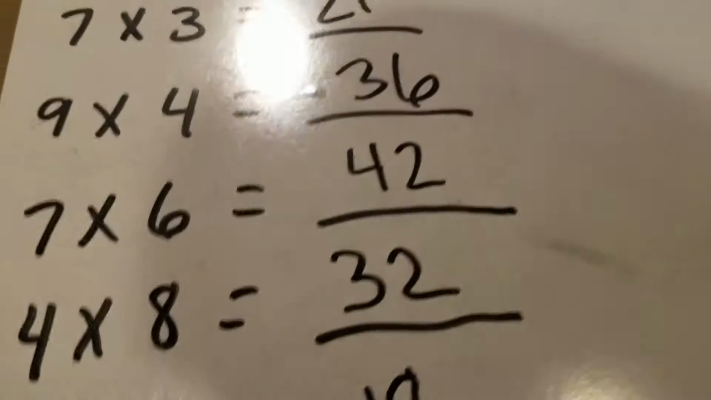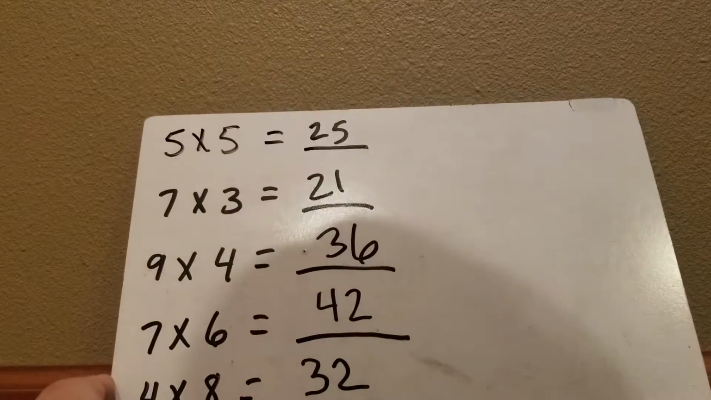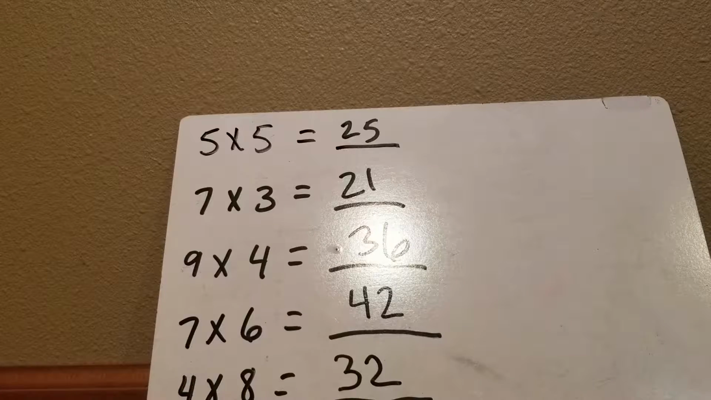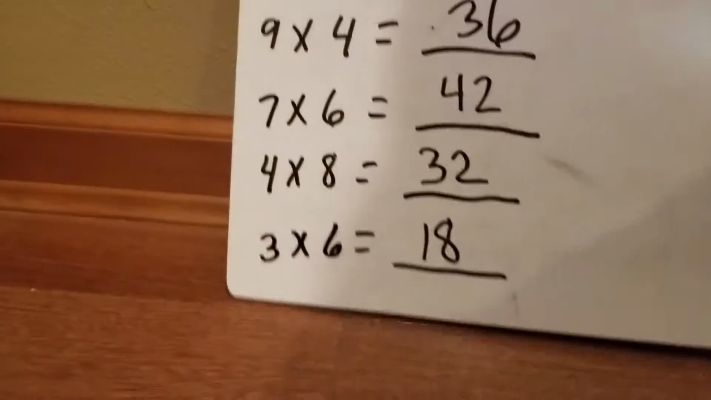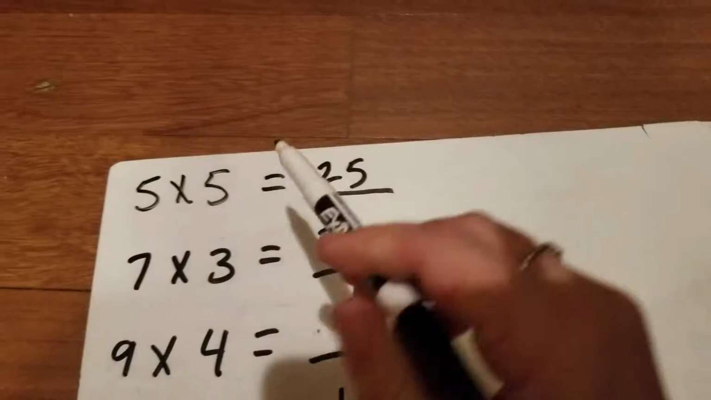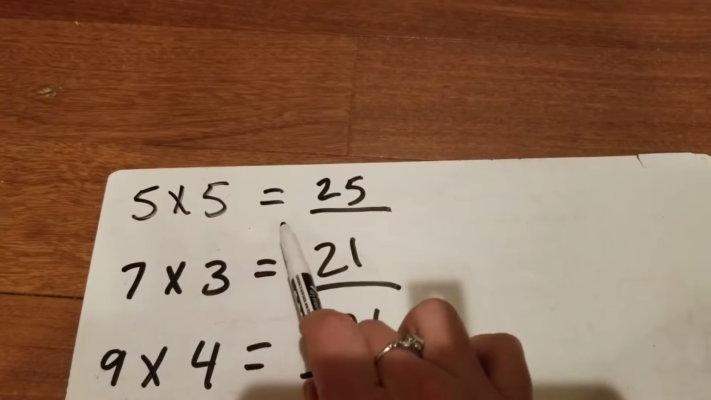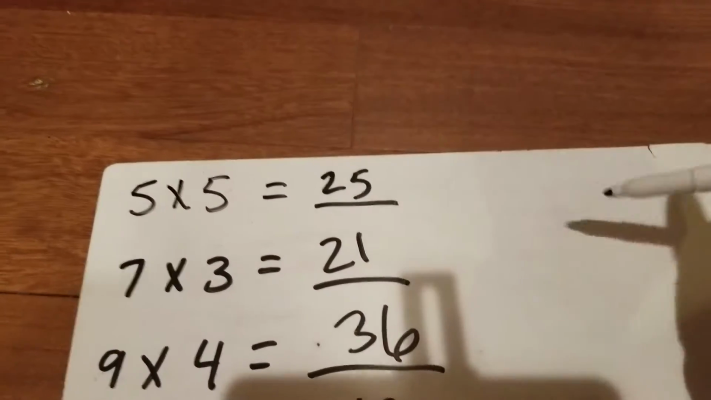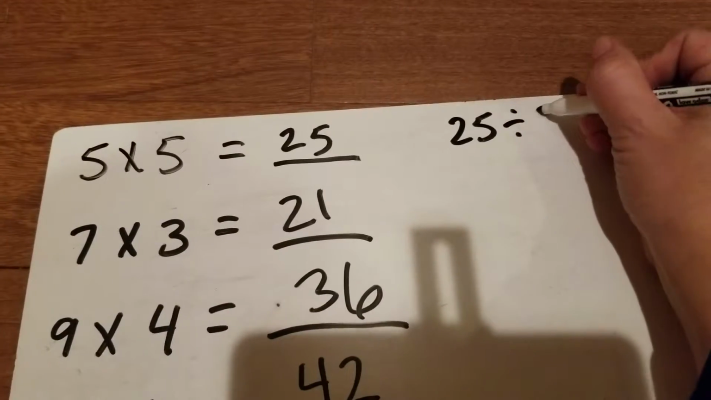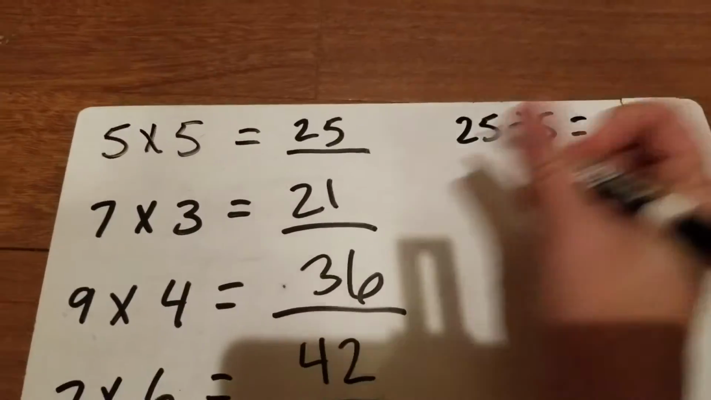All right. Just like when you learn addition and subtraction, they're opposites, and they can use fact families. So can multiplication and the opposite, which is division. So this is what I want you to see. If 5 times 5 equals 25, then 25 divided by 5 equals what?